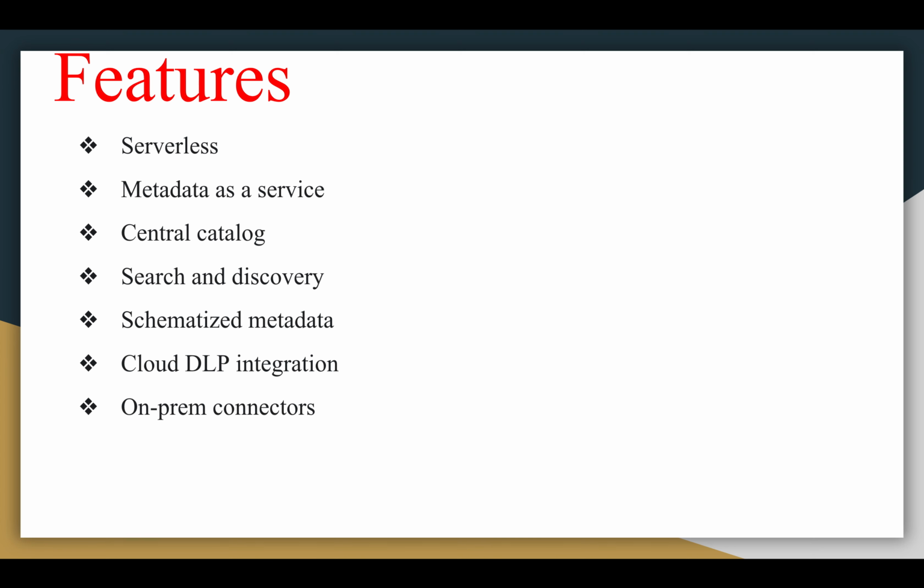Next one is cloud DLP integration. Cloud DLP integration discovers and classifies sensitive data. It provides intelligence and helps to simplify the process of governing our data. Last one is on-prem connectors. It ingests technical metadata from non-Google Cloud data assets into data catalog for a unified view of all our data assets.